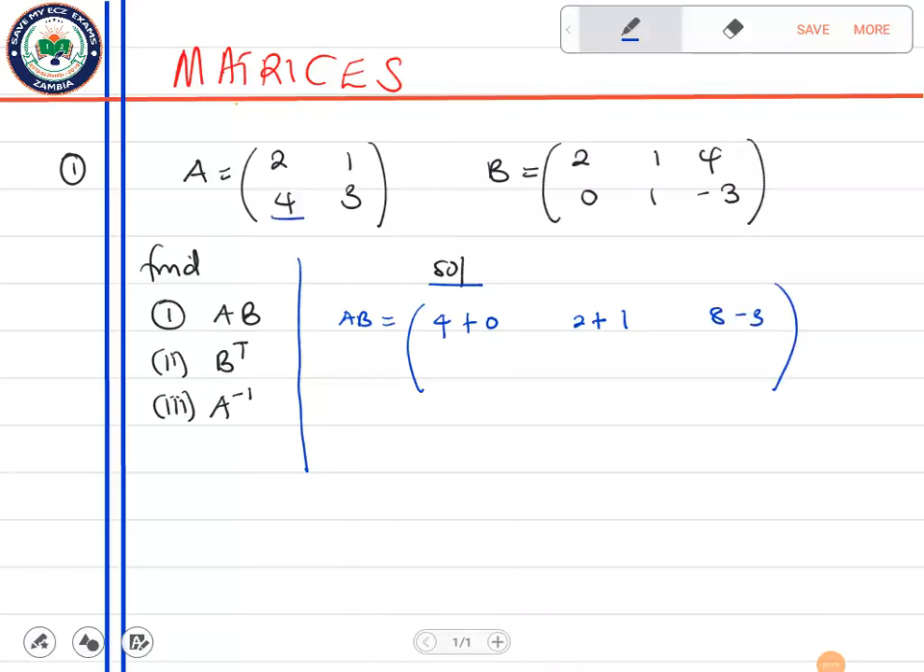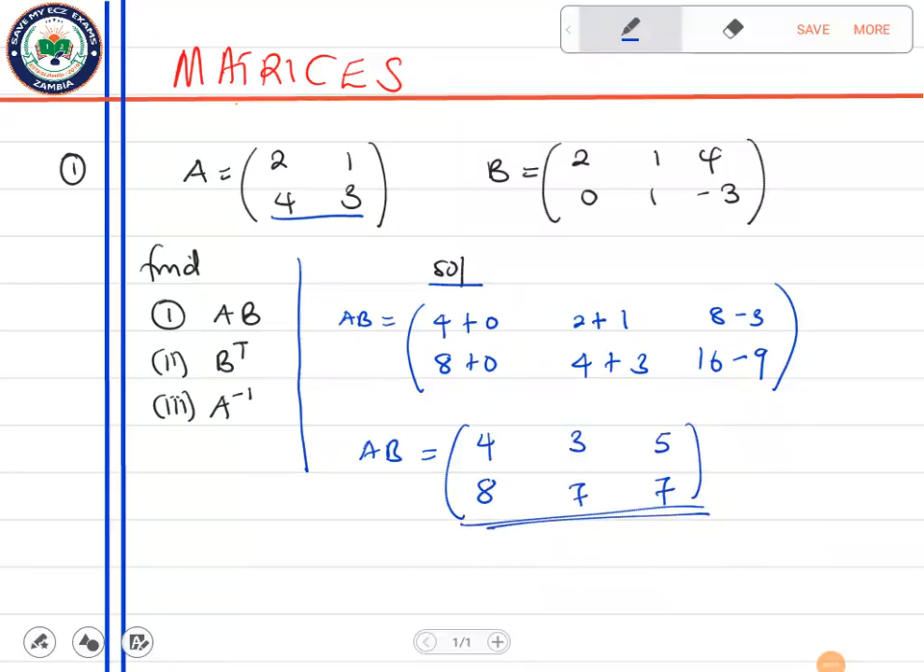Then you go to the second row. This second row should multiply every element there. So what is 4 times 2? 8. 3 times 0 is 0. 4 times 1 is 4. 3 times 1 is 3. 4 times 4 is 16. 3 times negative 3, you get negative 9. Then you just have to simplify this, and you'll be done. That will be 4, that will be 3, that will be 5, that will be 8, that will be 7, and of course that will be 7. And you are done.